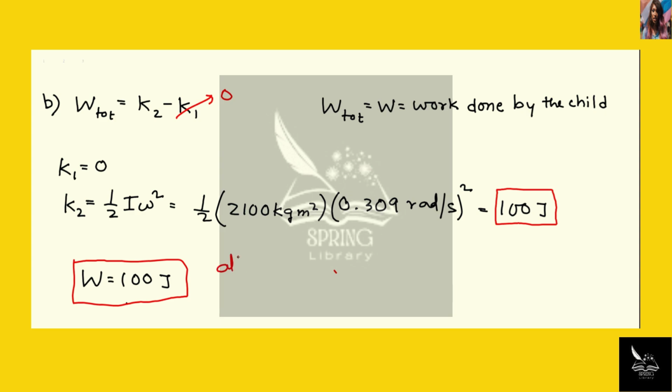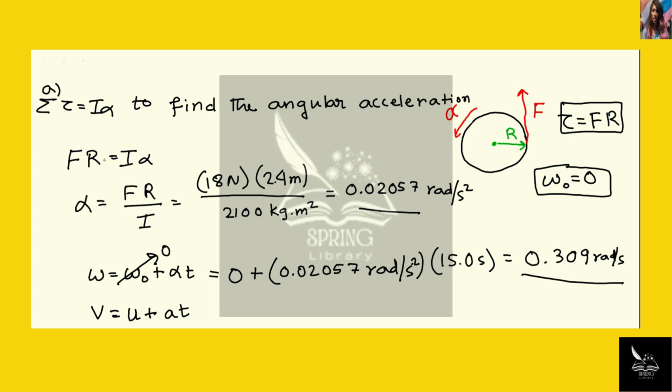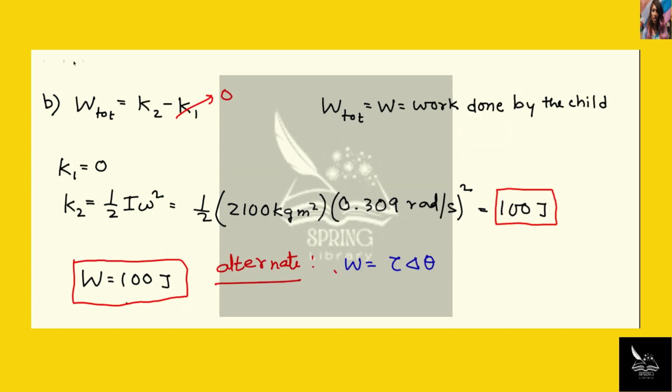Now let me talk about the alternate method. For the alternate method, we can use the following formula. Here work done is equal to torque times change in angular position, which we call delta theta, where torque we can calculate from this part, F times R. We know R and F, so we can calculate torque from there.